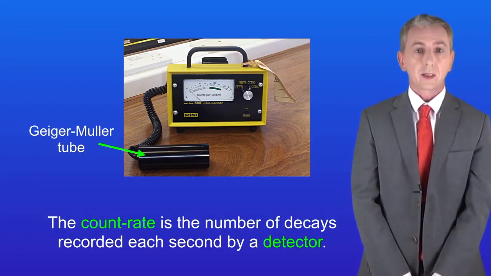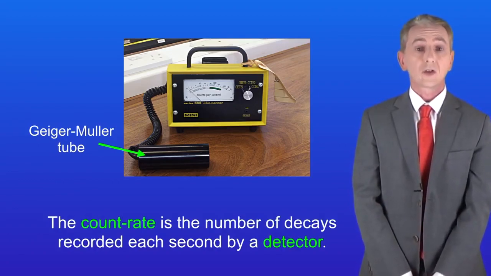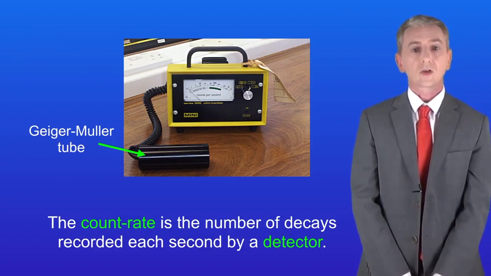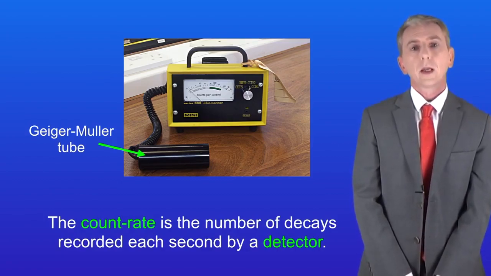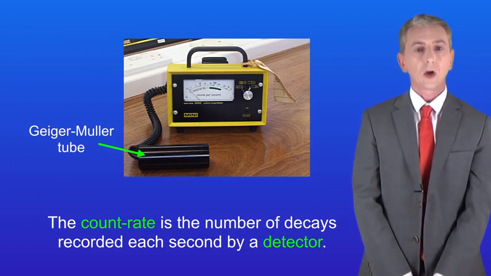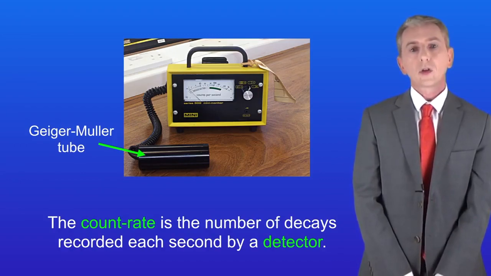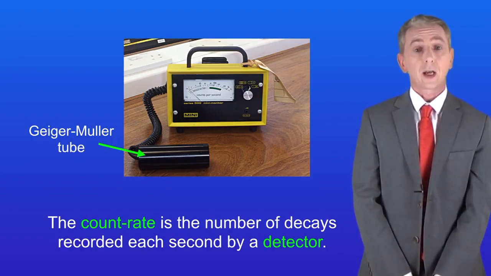The count rate is the number of decays recorded each second by a detector such as a Geiger-Müller tube. Now, I should point out that count rate is not the same as activity. That's due to background radiation, which we look at in a later video.